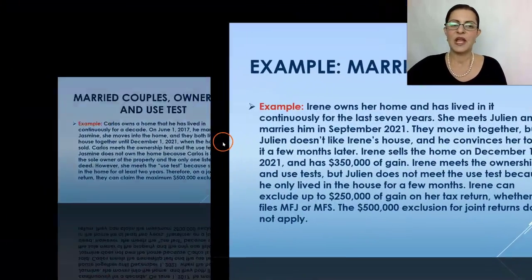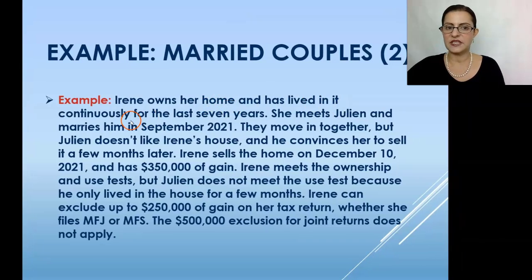Okay, second example. Irene owns her home and has lived in it continuously for the last 7 years. So Irene automatically is going to pass the ownership and use test. She's owned the home and lived in it for more than 2 years. She meets Julian and marries him in September 2021. They move in together, but Julian doesn't like Irene's house, and he convinces her to sell it a few months later. Irene sells the home on December 10th, 2021, and has a $350,000 gain. Irene meets the ownership and use test, but Julian does not meet the use test because he only lived in the house for a few months.